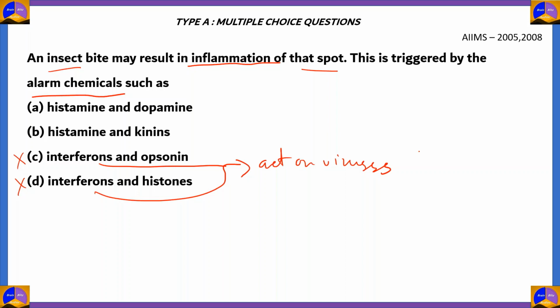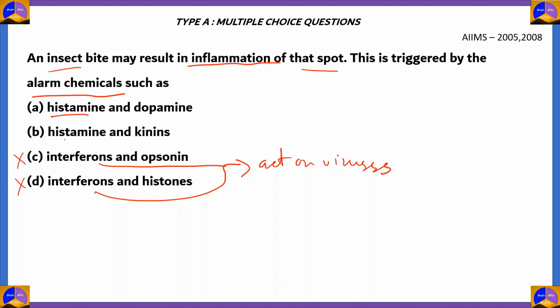So maybe an insect may be carrying a virus and it bit on you, but the interferons will not act on the bite or the inflammation at that spot. They act on the cells where the viruses are present. So they act on that virus specifically. So options C and D are incorrect. Let's look at options A and B.